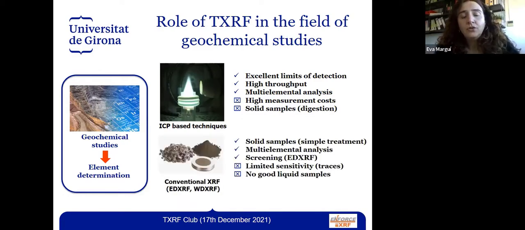For that reason, another type of technique that is commonly used is conventional XRF systems. The main advantage of these techniques is that you can analyze solid samples with a simple sample treatment, and you can also get multi-elemental information. However, the main limitations, as you know, are the limited sensitivity for some trace analysis, and also that they cannot be applied for the analysis of liquid samples without a sample treatment.